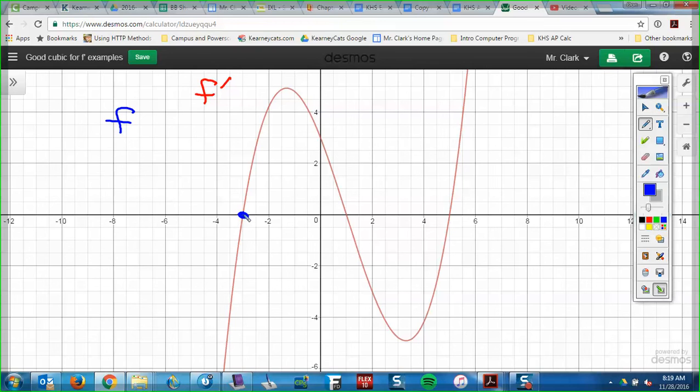Come on now, we did this back in chapter 1. This is going to be key for what we're doing today. The red is F prime. It'd be a local max or local min. Which one?